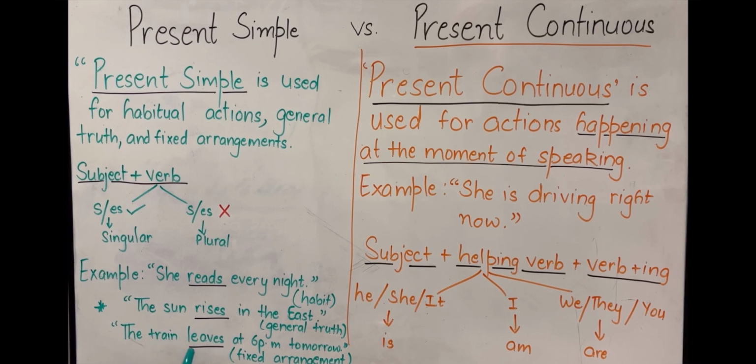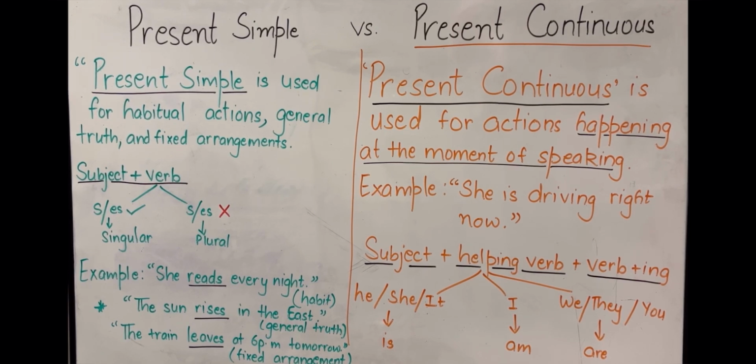The train leaves at 6 p.m. tomorrow. It's a fixed arrangement, something that has been set up prior. So the train, which is a singular noun, we're using leaves at 6 p.m. tomorrow. Now you must be wondering that tomorrow is a future tense. Why are we using a simple present tense here? Well, in general, the present simple tense is not typically used to describe fixed future arrangements. Instead, the present continuous, which is like where we use going to, is usually preferred for this purpose.